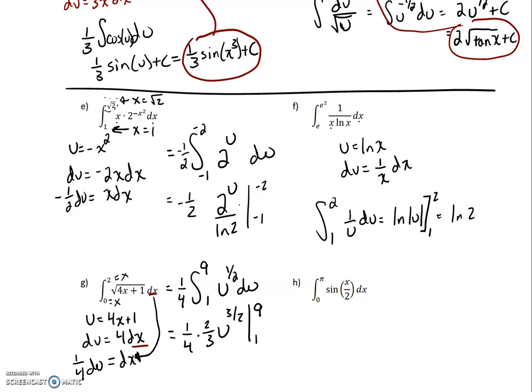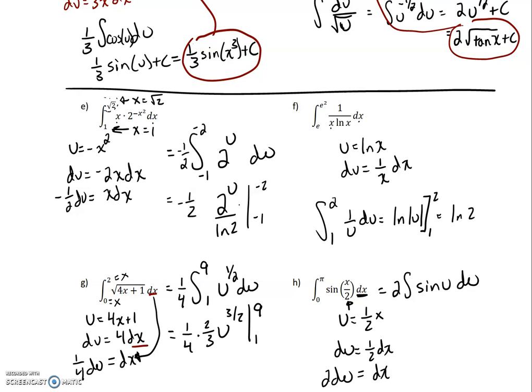And the last one, my u is going to equal 1/2 x. That's that inside piece there. In this case, my du will be 1/2 dx. So dx is equal to 2 du. So my integral is going to be the sine of u. My 2 is going to go to the front. My du is going to be there. I replace that dx with a 2 and a du.